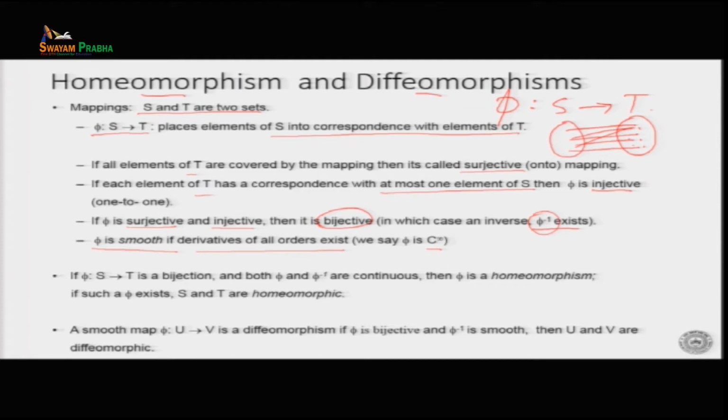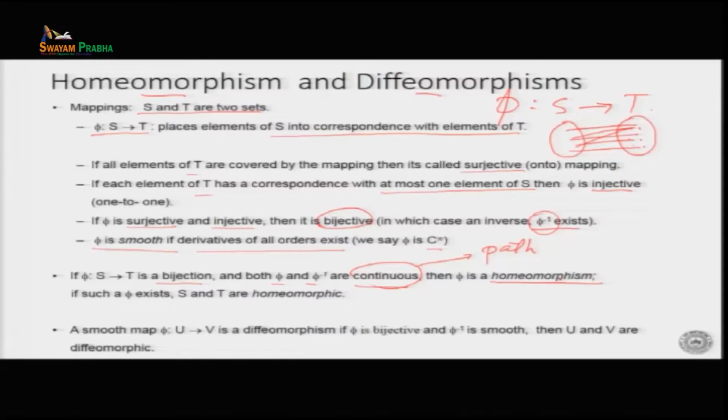Now, if a mapping is bijective, and both phi and phi inverse are continuous, then it is called a homeomorphism. Why this question of continuity? Because of the path. We said that a path has to be continuous. You cannot have a discontinuous path. Why? Because the robot will not be able to go on that path if it is not continuous. Why will it not be able to go? Because when we are talking about controlling the robot, we have to talk in terms of theta, theta dot, and theta double dot, which is a trajectory.